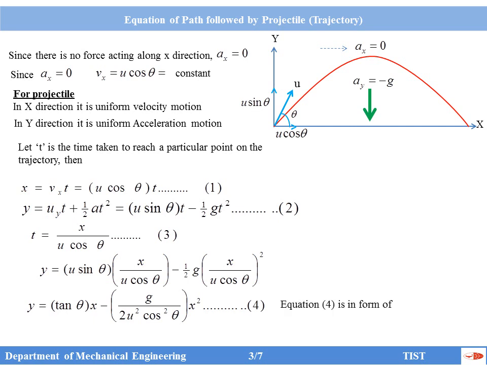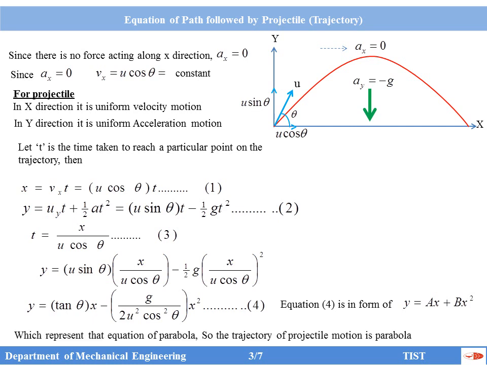So I can write equation 4 in the form of y equal to ax plus bx square, right? Now the equation y equal to ax plus bx square is the standard equation of a parabola. Okay, so it represents the equation of a parabola. Which means the trajectory of a projectile motion, which is equation 4, is a parabola. Okay, so that's the proof that the trajectory of a projectile motion is a parabola.